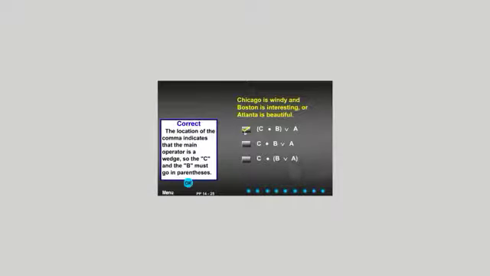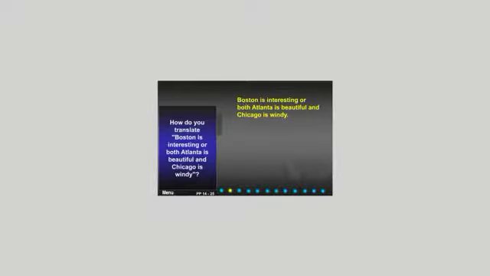Chicago is windy and Boston is interesting, comma. So now we know the main operator is going to be this or, because it follows the comma, right? So C and B is going to be in parentheses. Then we're going to have our main operator, or Atlanta is beautiful, right? Okay, so the location of the comma indicates the main operator is the wedge, the or. So the C and the B must go in parentheses. Boston is interesting, or both Atlanta is beautiful and Chicago is windy.